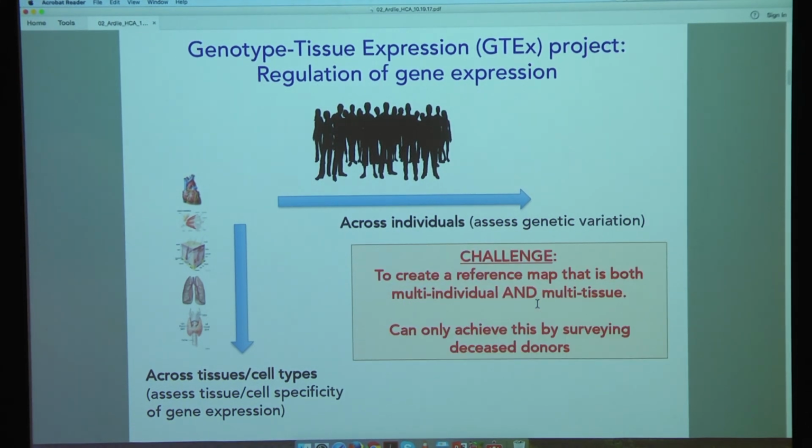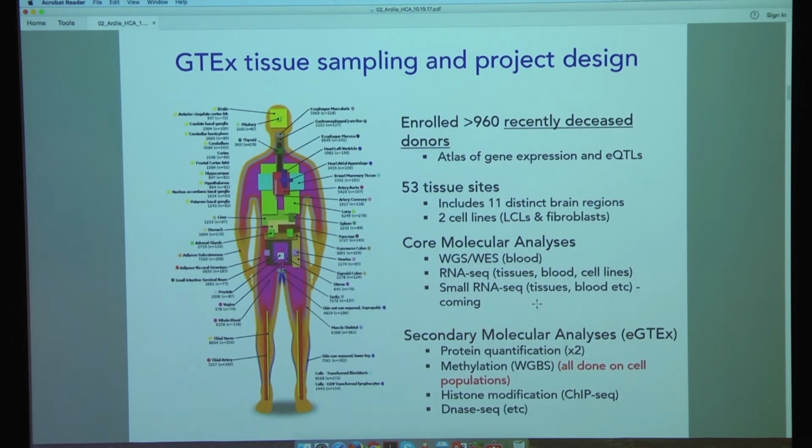So the challenge in doing that, to create that reference map, which has parallels to what we're discussing here, is that we needed to be both multi-tissue and multi-individual, and that set us in a place where we could only achieve this by surveying deceased donors. To collect all of these tissues from many individuals, we had to survey deceased donors. So this is the sampling design and project design of the project.